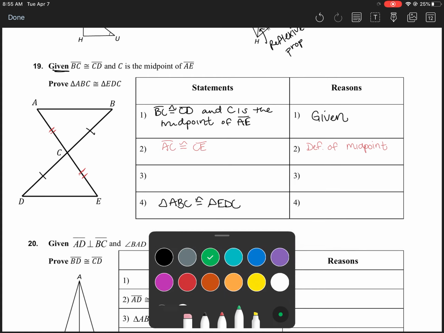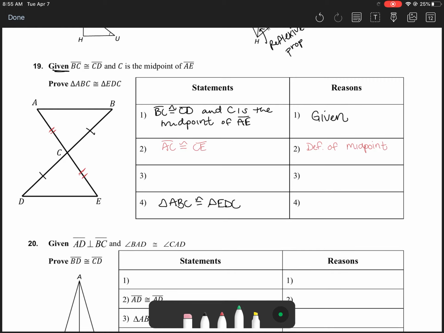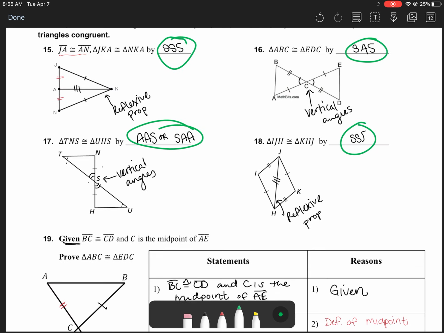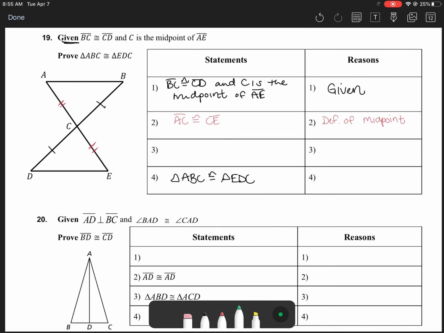For the next statement, I am missing one piece of information. So just like 15 through 18, I need another piece of information. And what I'm missing here is vertical angles. That's the only other thing I can figure out just by looking at this. So I'm going to write angle ACB is congruent to angle ECD based on the fact that they are vertical angles.